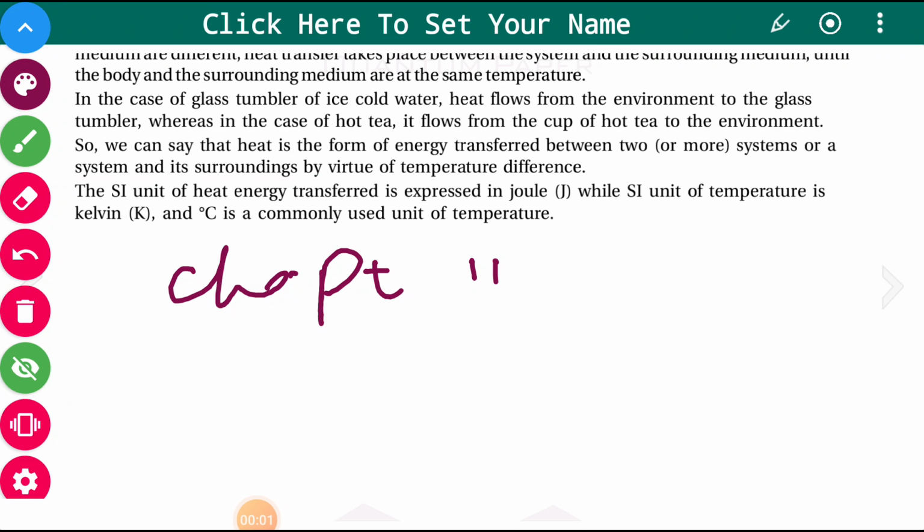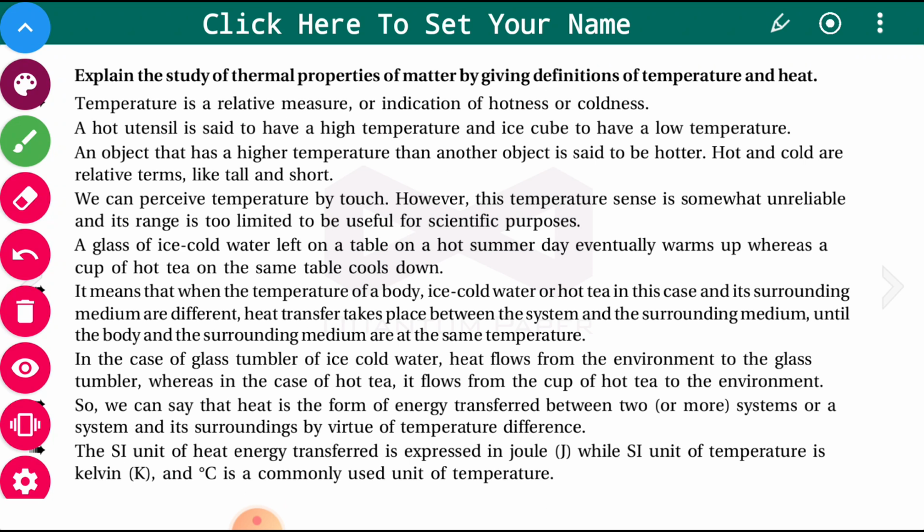In chapter number 11, thermal properties of matter. Okay, in the beginning there is some introductory part which gives some idea about the different terms. The first one is the study of thermal properties of matter by giving definition of temperature and heat.